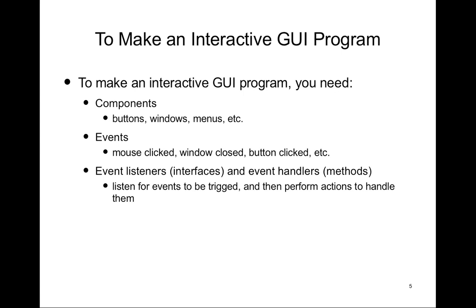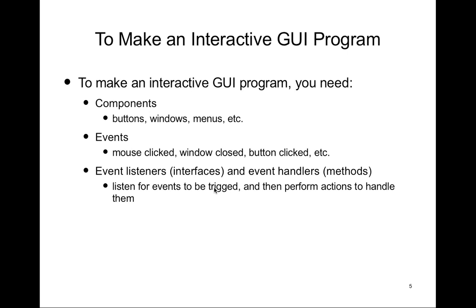To make an interactive GUI program, you're going to need components. What are components? Examples would be buttons, windows, menus. Those are all pieces that you're going to fit together. Then events: mouse clicked, window closed, button clicked, and so on. Event listeners, which are interfaces, and event handlers, which are methods. For those of you taking the Android class, we've been covering these so far. If you've taken that class or are taking it concurrently, it's all the same stuff. It's all Java, which is great. But I'm going to review it for non-Android applications so you can see how it works.